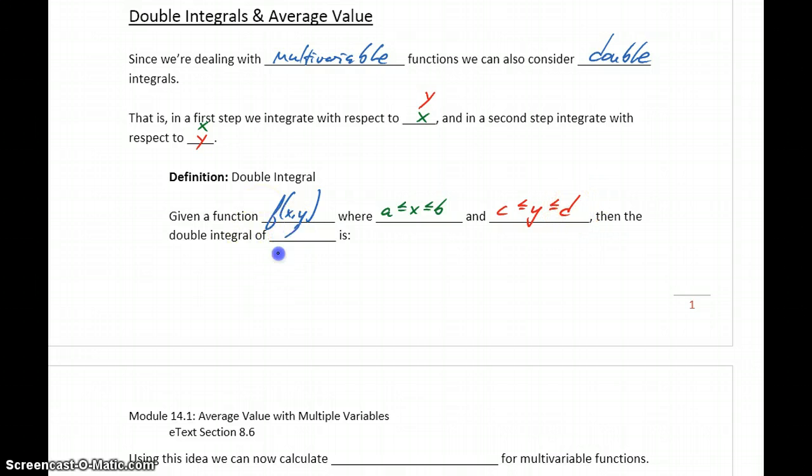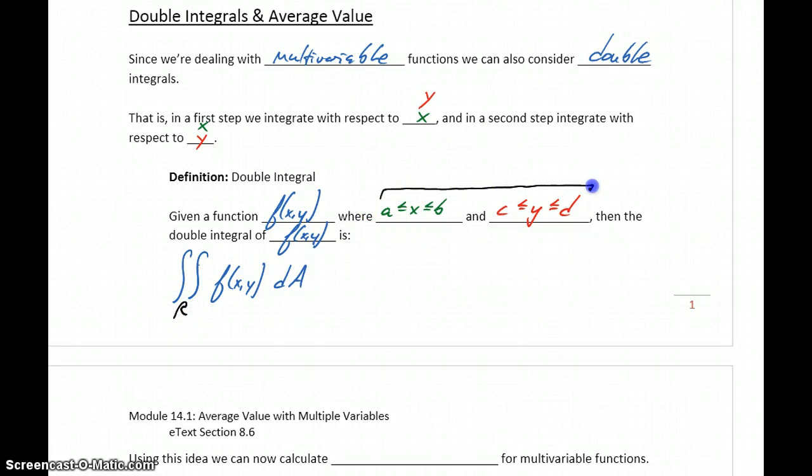So then the double integral of f of x y is the double integral, so two integration symbols, of f of x comma y dA. The A here is just a shorthand notation. We'll expand this out a little bit more in just a second. But dA just means we're going to complete both of these integrals with respect to one variable then the other, and we're integrating over some region R. In this case, that region R is defined by these two inequality statements.